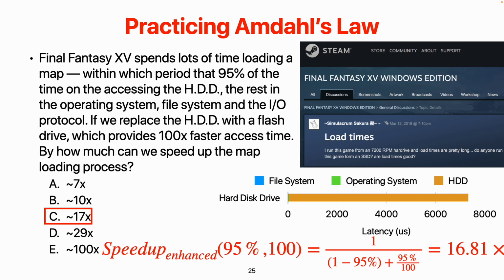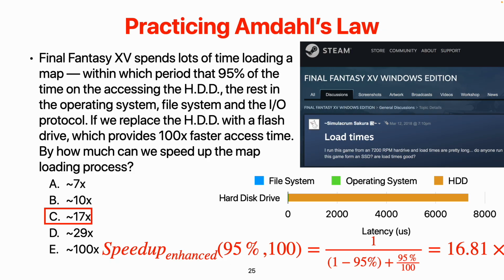So the F means the part that we can optimize. And in this case, the solid state drive or the flash drive is optimizing the HDD, which is the hard drive part. And so 95% of the time could be optimized, and by a factor of 100. So using that equation, it's not too difficult for us to get 17 times.